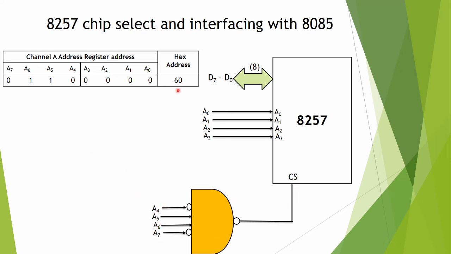If the address is 60H, that is, this is 0 and this is 0110, in that case only the chip select logic will be enabled or the chip will be selected. Of course this A0 to A3 will change with respect to the channels, but for the 8257 chip select, these A4 to A7 lines are used for the chip select logic.